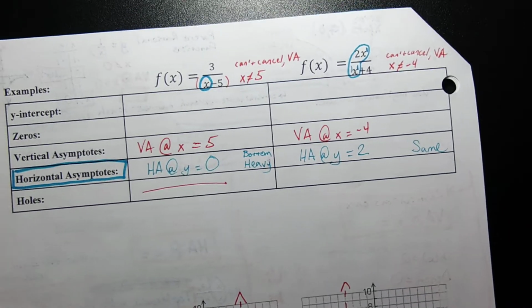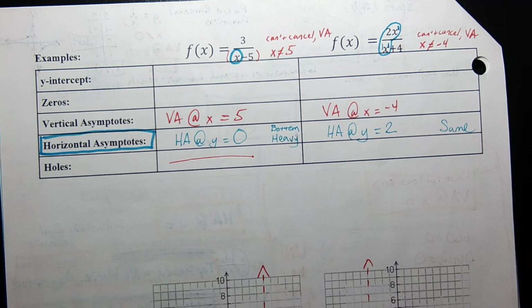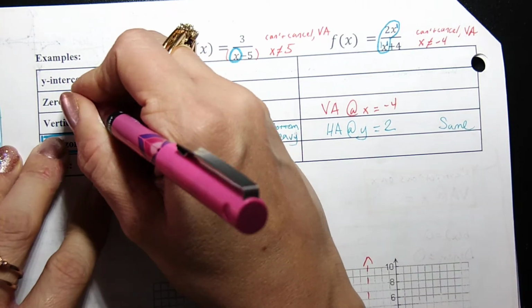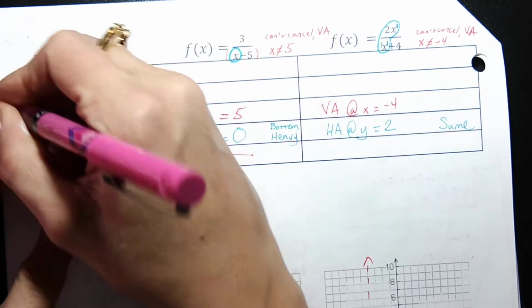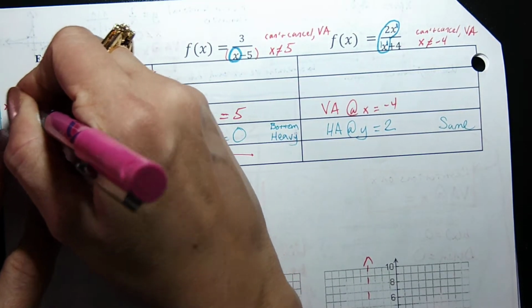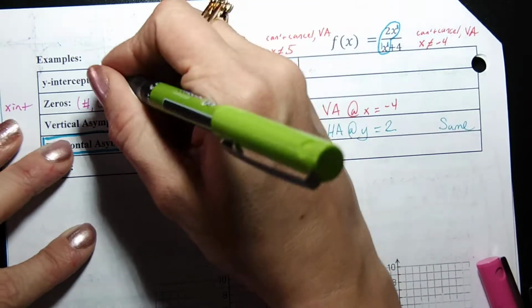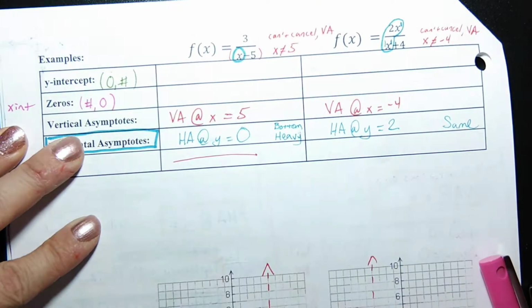Go ahead and flip back to page 6. And we're going to talk about the y-intercept and the zeros. The zeros are a number and 0, or your x-intercept. Whereas your y-intercept is 0 and a number.